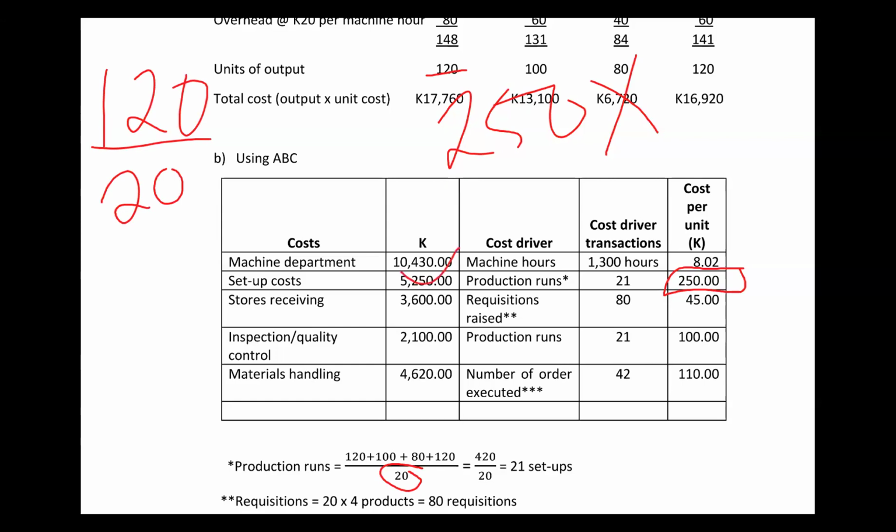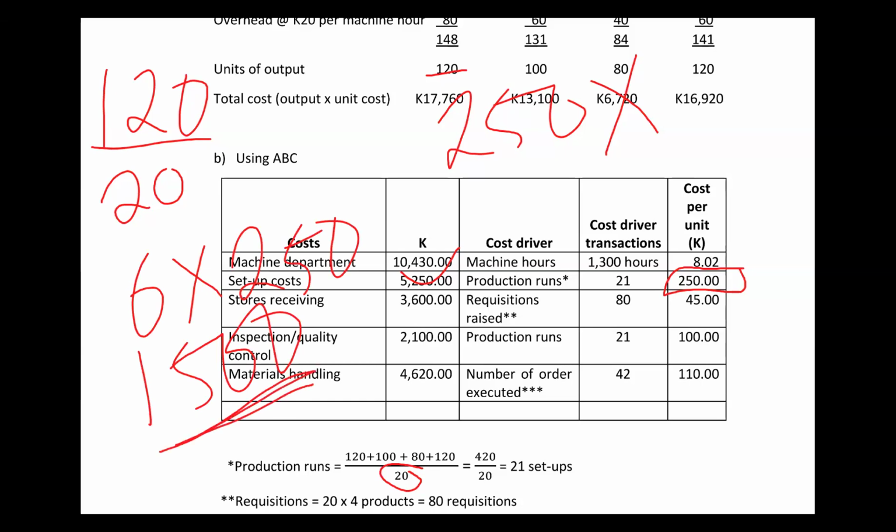So we are allocating this setup cost. See how we are doing it. We are saying 120 divided by 20 giving us 6. 6 times this cost per unit, 250. 6 times 250 giving us 1,500. That is for setup. That is how we find it for setup. I have just done it for product A. We can do the same for product B as well.